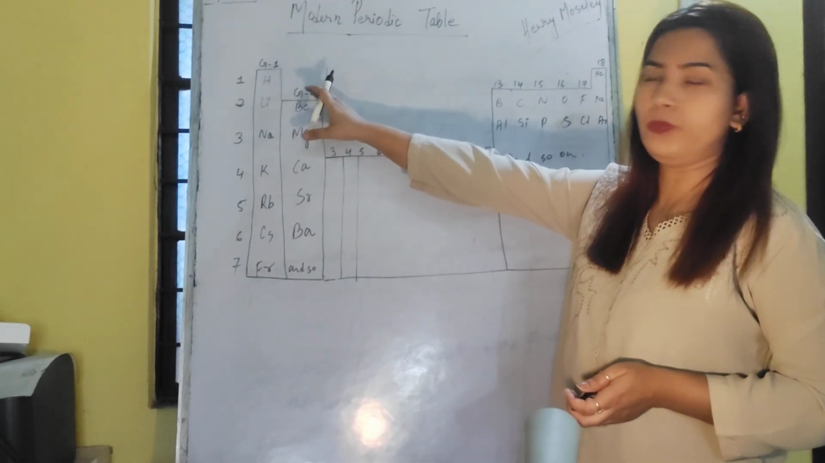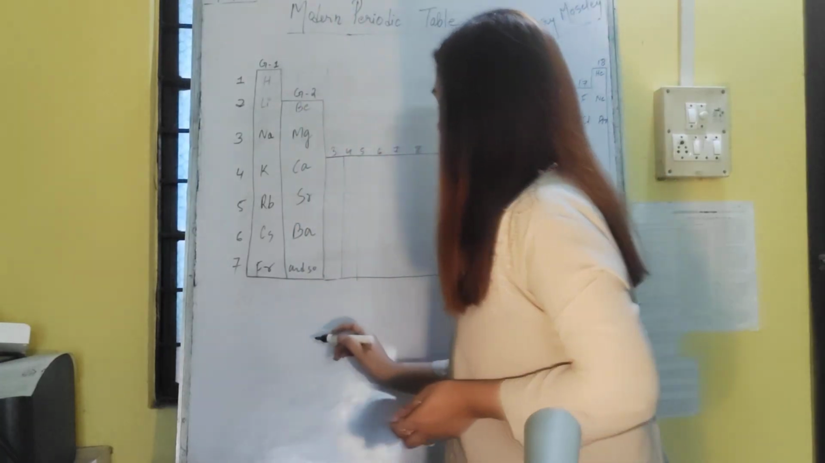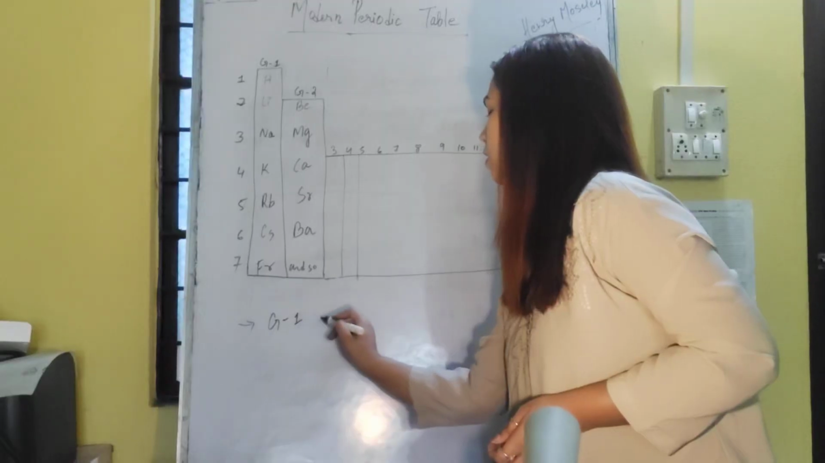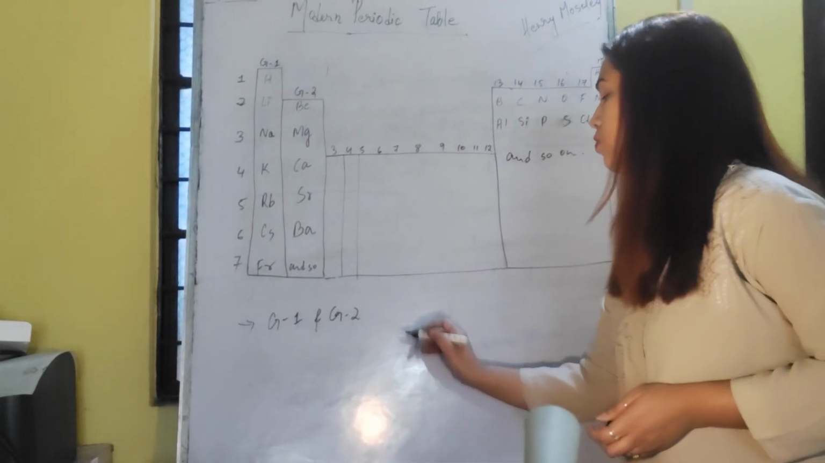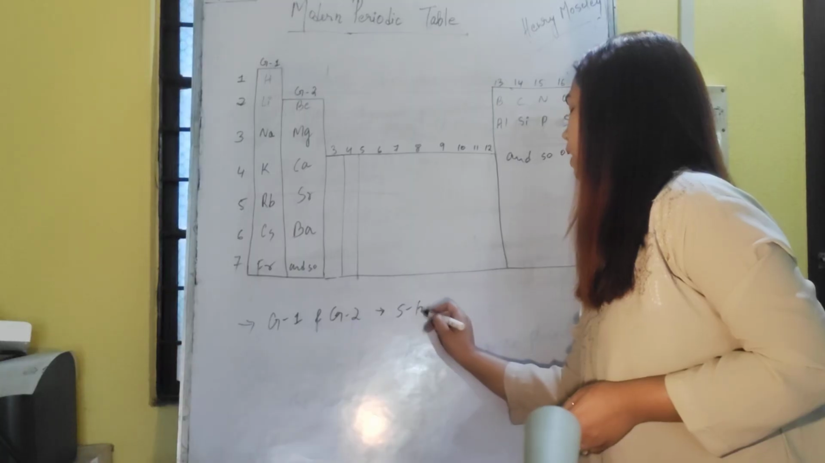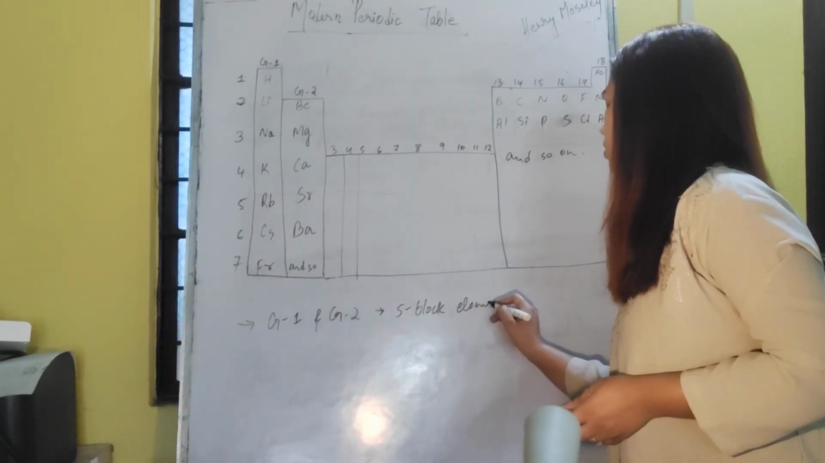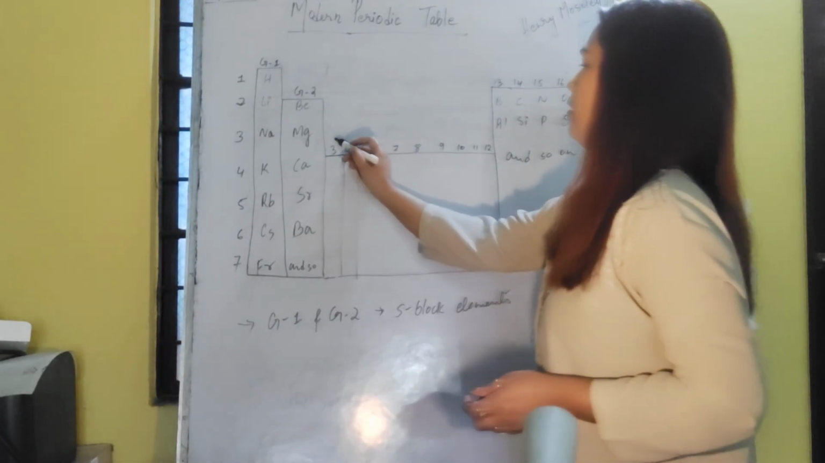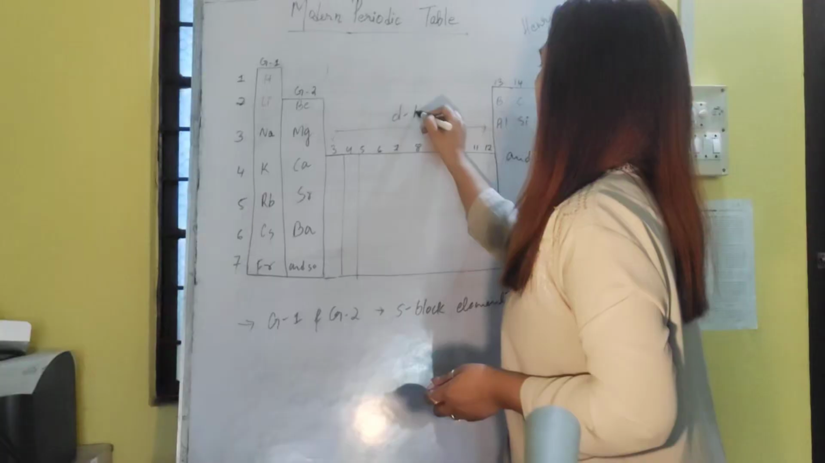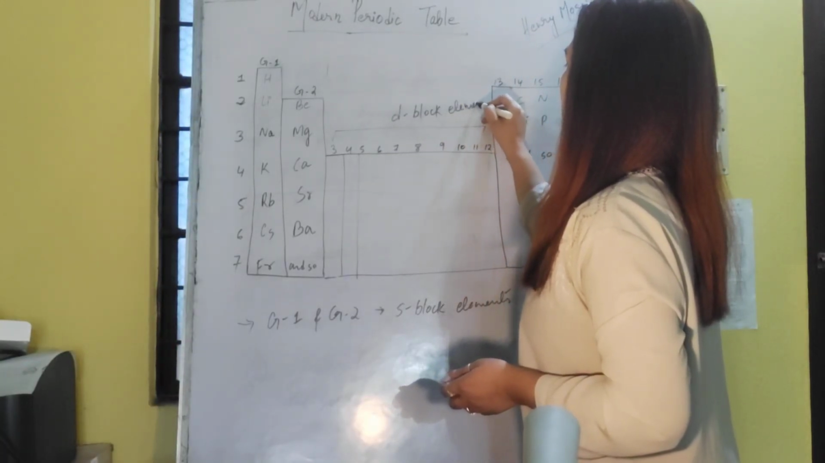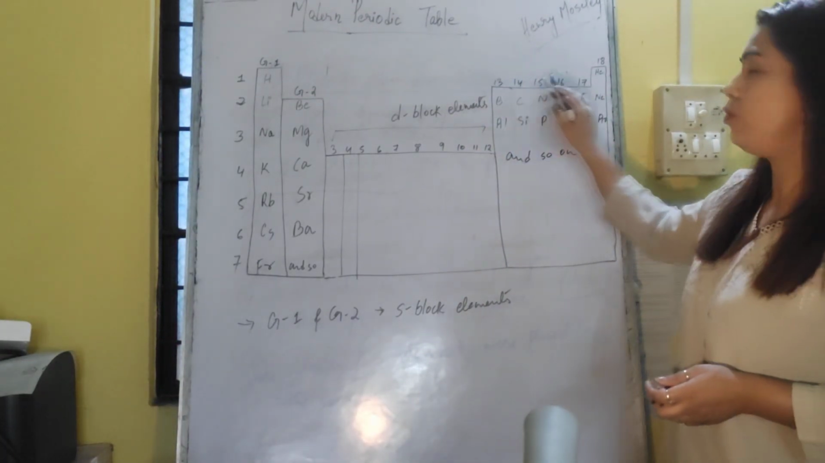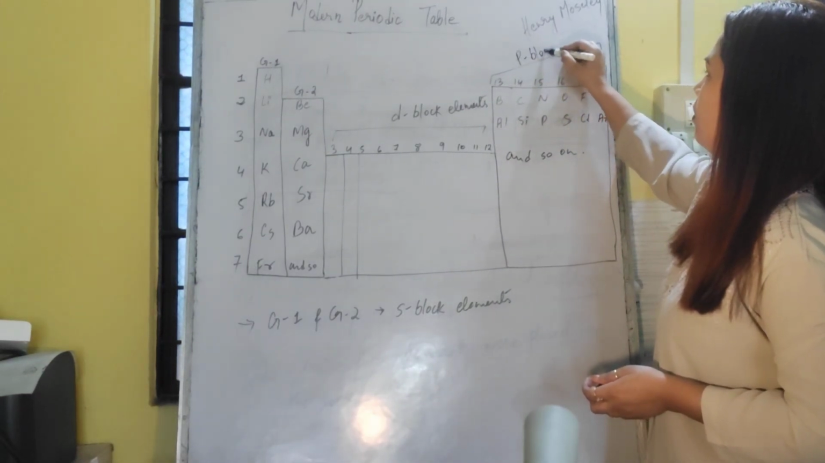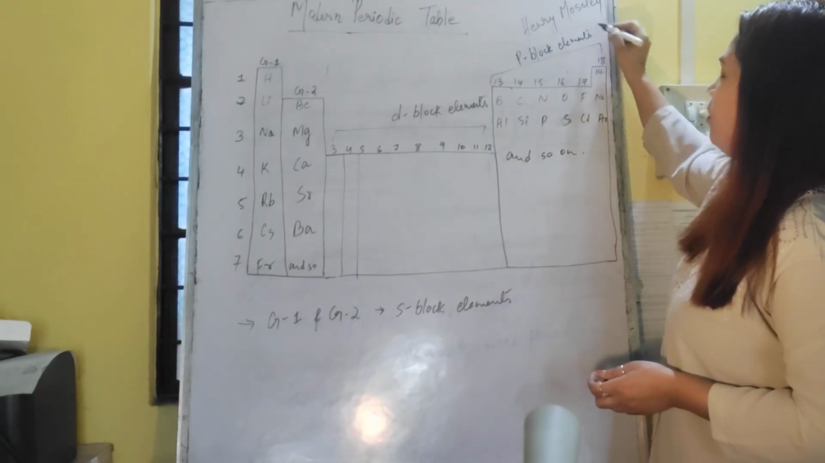The first 2 groups, group 1 and group 2, come under S block. Here are the points. Group 1 and group 2 belong to S block elements. Group 3 to group 12 belong to D block. This represents D block elements. And group 13 to group 18, these are known as P block elements.